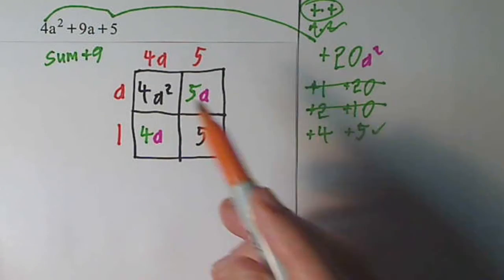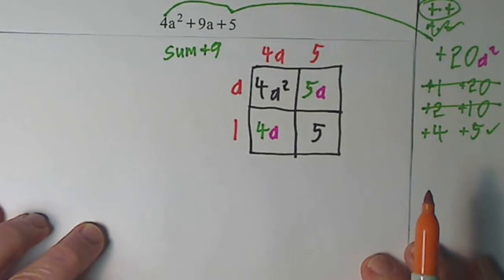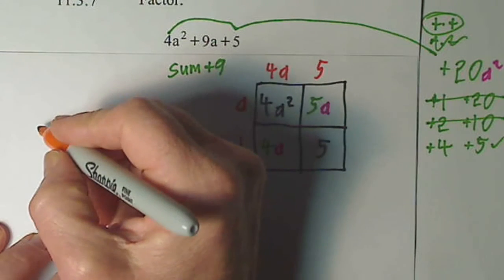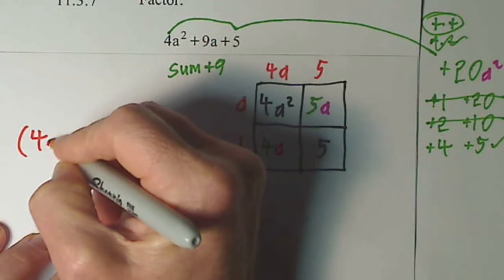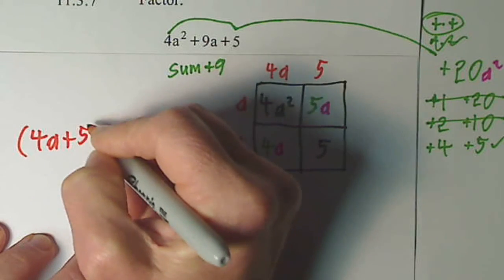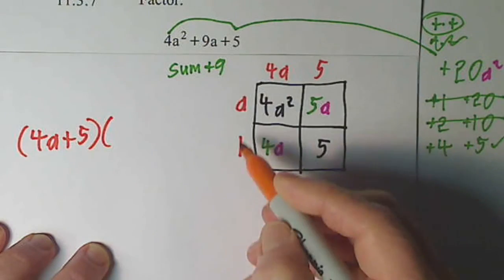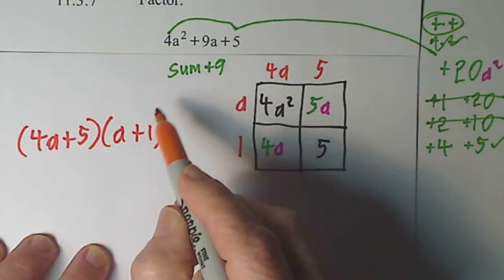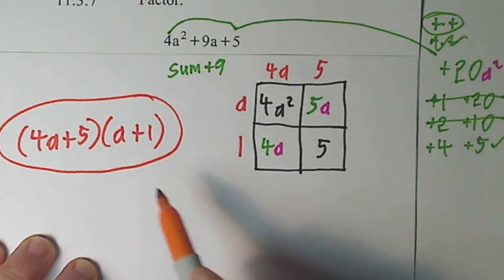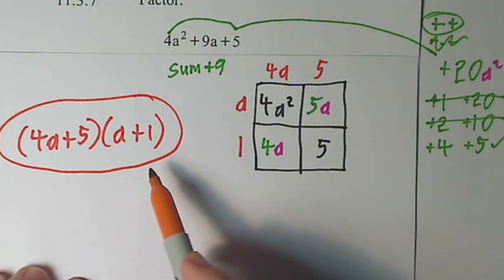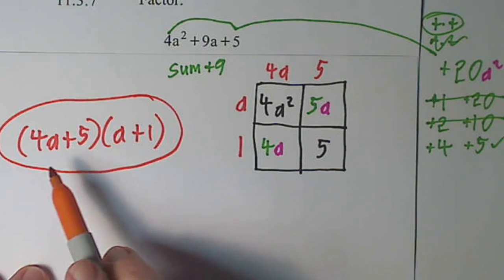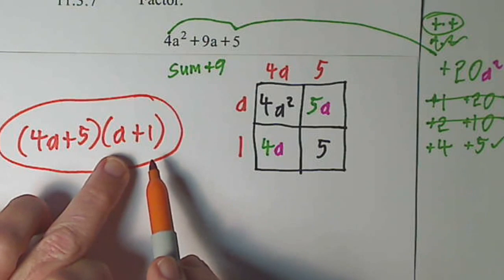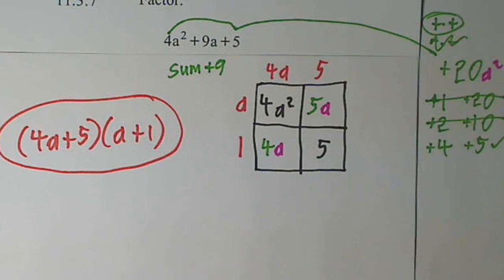You now have the factored form of this trinomial. Let me slide this over. 4a plus 5 and a plus 1. This is your answer, and I invite you to check that by multiplying everything in this set of parentheses by everything in this set of parentheses, or sometimes they say FOIL.